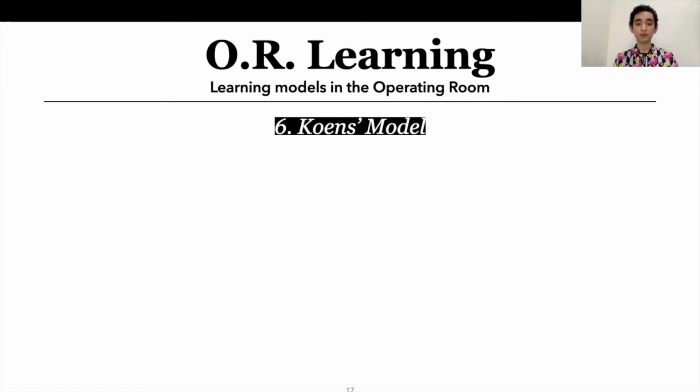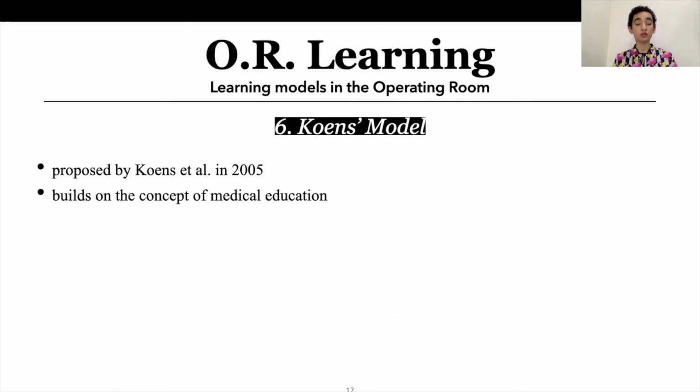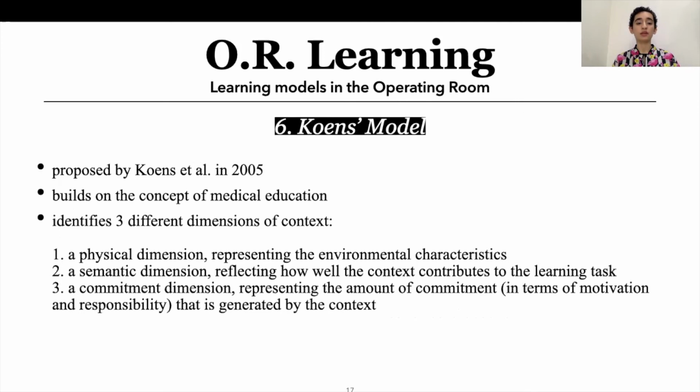Cohens Model. This was proposed by Cohens in 2005, and it builds on the concept of medical education. It identified 3 dimensions of context, one being the physical dimension, which is the OR itself, the machinery, the tools; a semantic dimension, which reflects on how well the context contributes. So the student has to be aware of how much this experience is going to help them in the exam. And then the commitment dimension, representing the amount of commitment. So again, the student has to recognize how much weighs on them and how much responsibility is being given to them during this time.